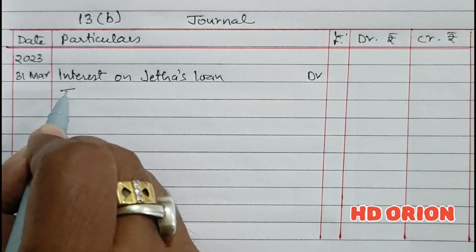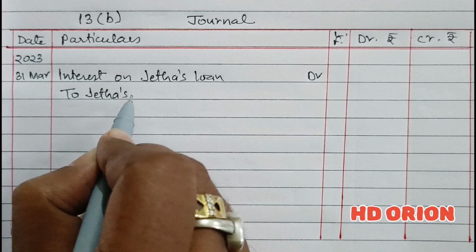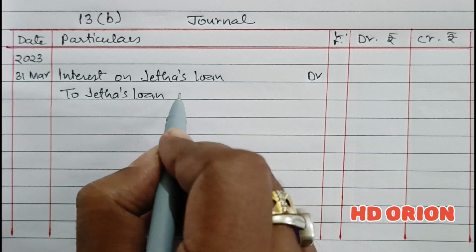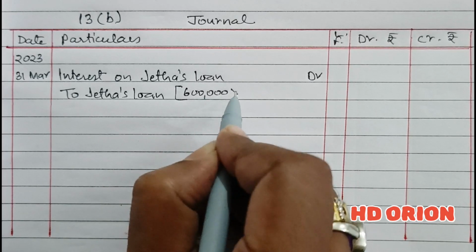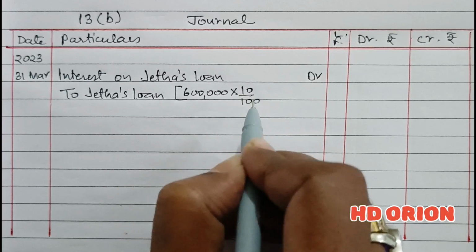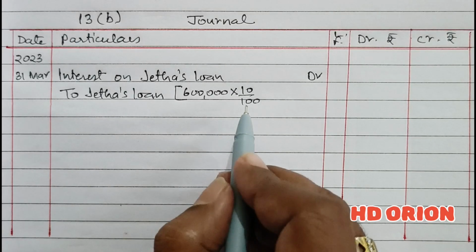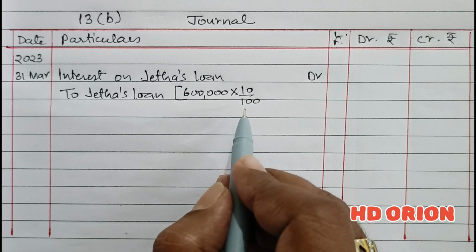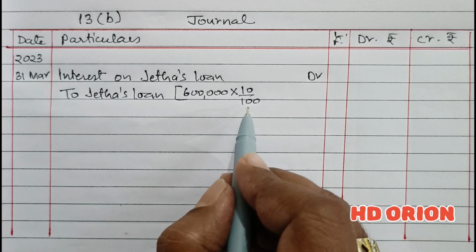Account debited to Jetha's loan. And 6 lakh is the amount of loan on which 10% interest is recommended or has been accepted in the partnership deed, not as per the Partnership Act, because there is a partnership deed which states that at least 10% interest is to be paid on such loan. So we have to follow the partnership deed, not the Partnership Act.